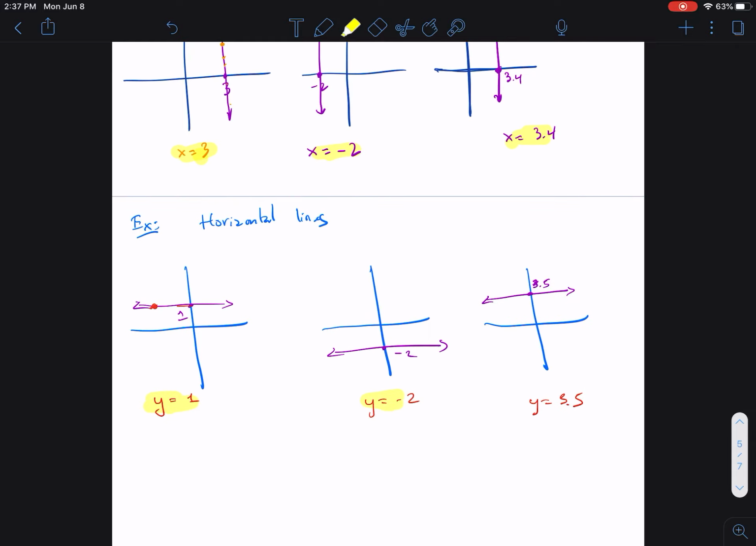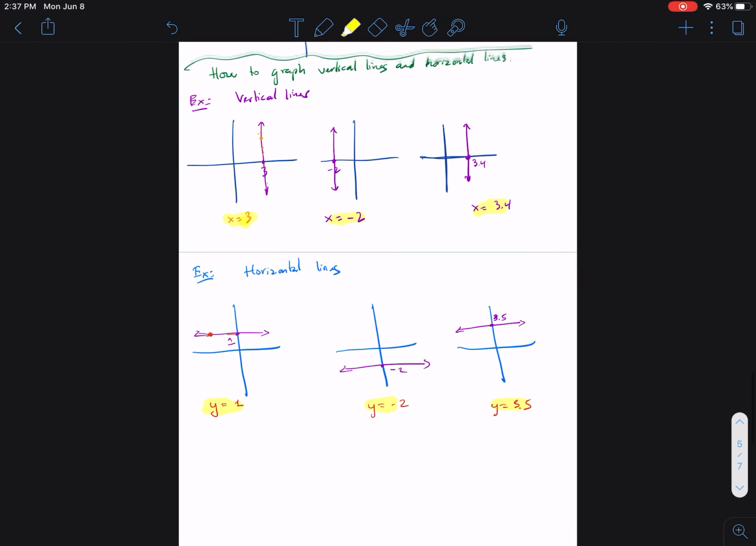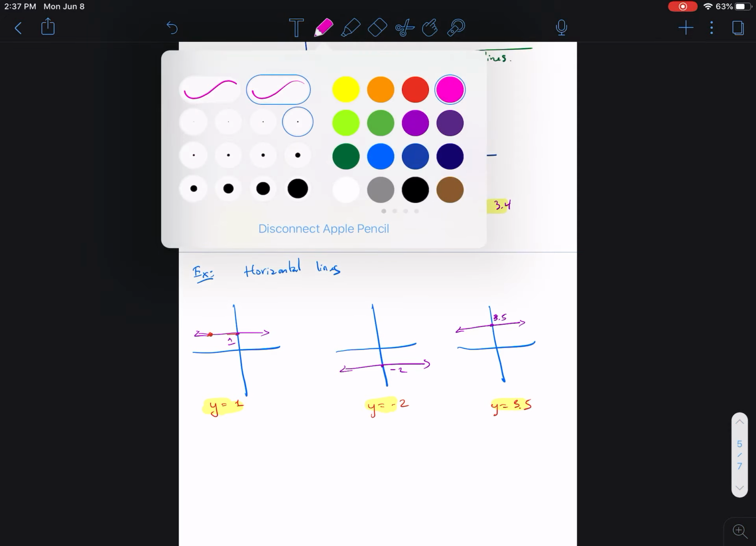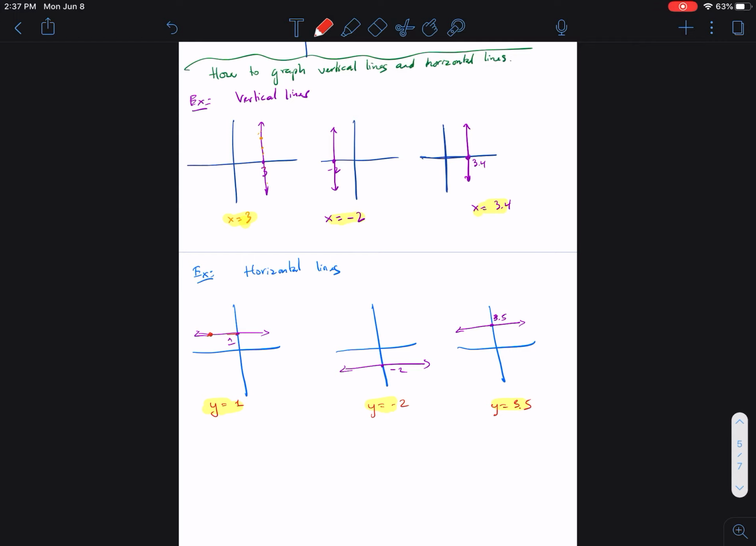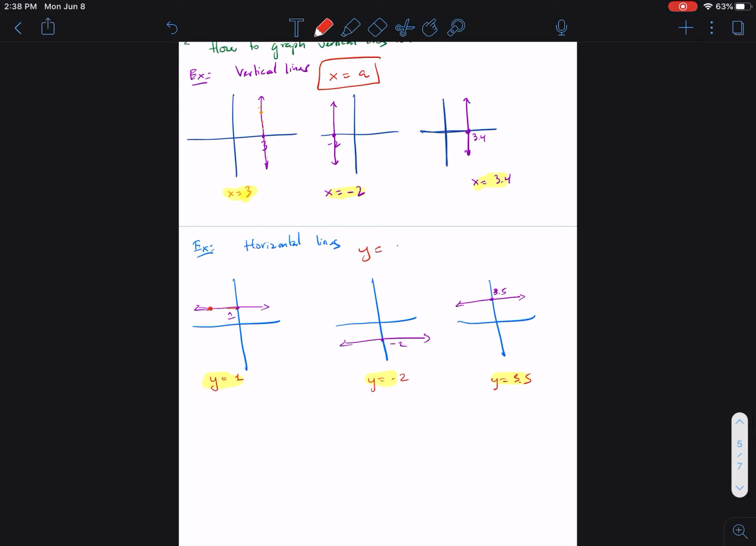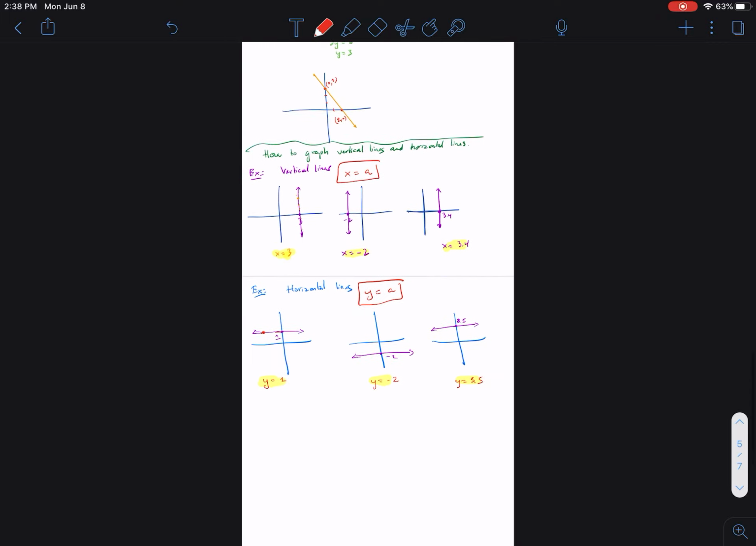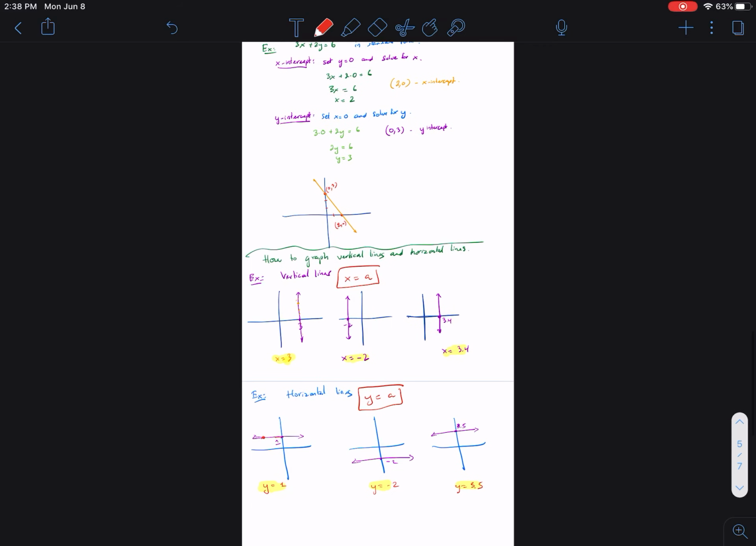There it is. So for a vertical line, it's going to be in the form of x equal to a constant. I'm going to jot that down in red. So it's going to be x equal to some constant a. And down here, it's going to be y equal to some constant a. So those are the two general forms of vertical lines and horizontal lines. In the next video, I'm going to talk about parallel lines and perpendicular lines and how their slopes relate to each other.